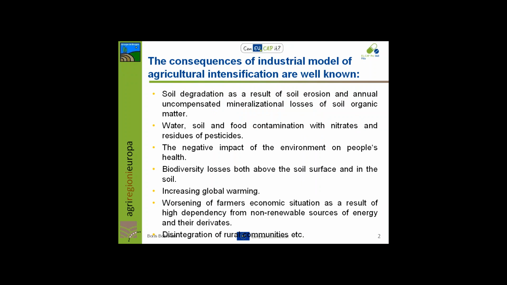The consequences, unfortunately, of the industrial model of agricultural intensification are as follows: soil degradation as a result of soil erosion and annual uncompensated mineralization losses of soil organic matter. Only on Chernozem soils, we have lost during the last 100 years more than 50% of the initial stocks of soil organic matter. The other consequence is water, soil, and food contamination with nitrates and residues of pesticides.